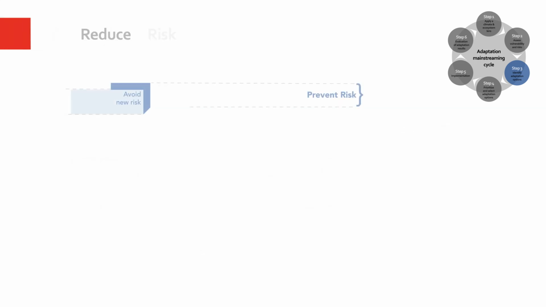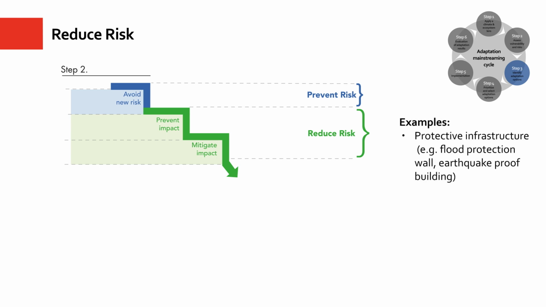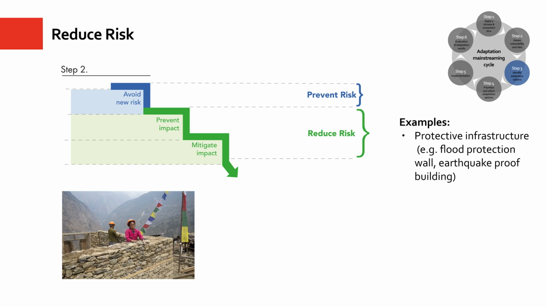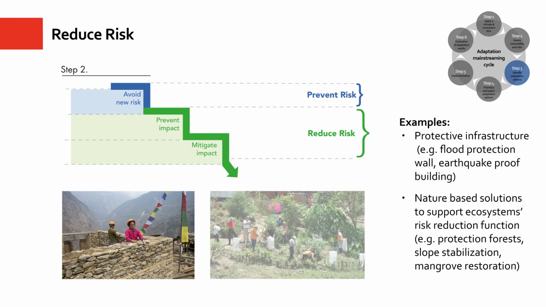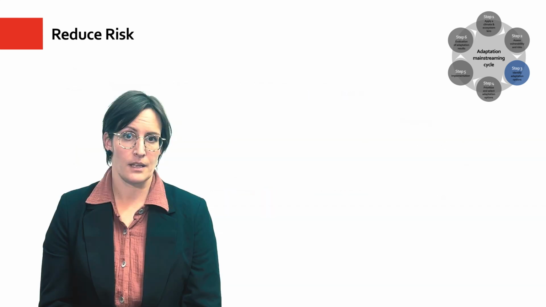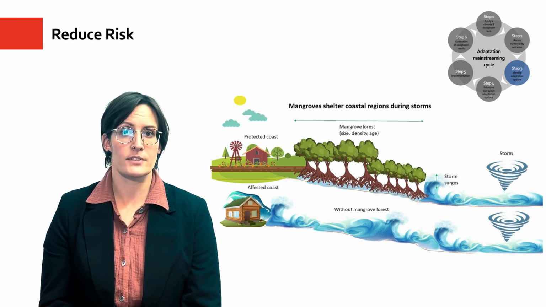The next two steps of the staircase are intended to reduce existing risk. We are speaking of preventing and mitigating impact. Examples of these are building of protective infrastructure, for example, flood protection walls or earthquake-proof buildings. The protection or restoration of ecosystems which have a risk reduction function through nature-based solutions. For example, slope stabilizations through the planting of vegetation to reduce the risk of landslide or erosion. The restoration of mangrove forests in coastal areas to lessen the intensity of storm surges.